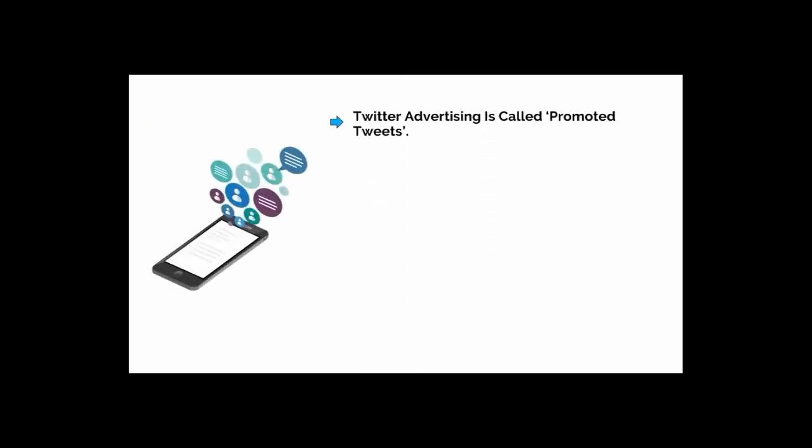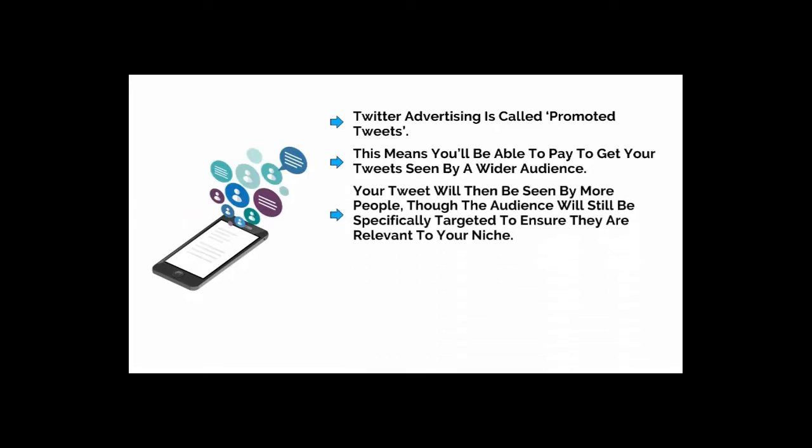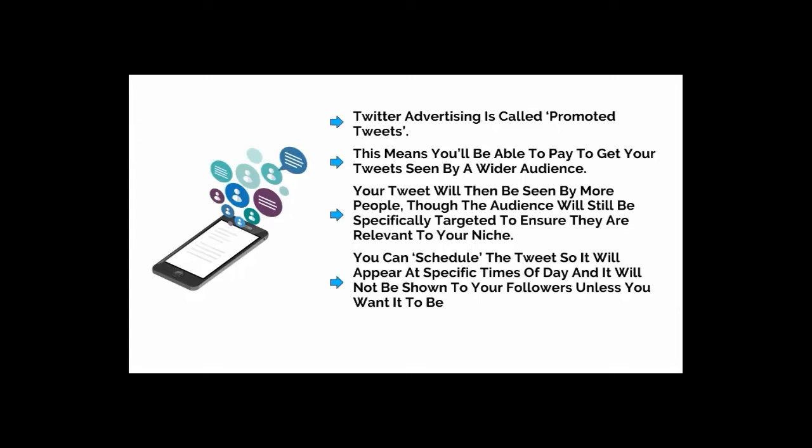If you're struggling to get momentum naturally on Twitter, then you can always pay for a little bit of a jump start. Twitter advertising is called promoted tweets, and this means you'll be able to pay to get your tweet seen by a wider audience. Your tweet will then be seen by more people, though the audience will still be specifically targeted to ensure they're relevant to your niche. You can schedule the tweet, in a similar manner to Buffer, so that it will appear at a specific time of day and will not be shown to your followers unless you want it to be.